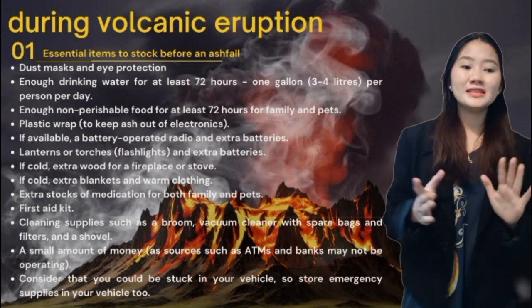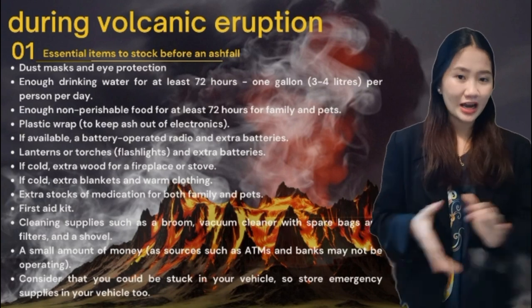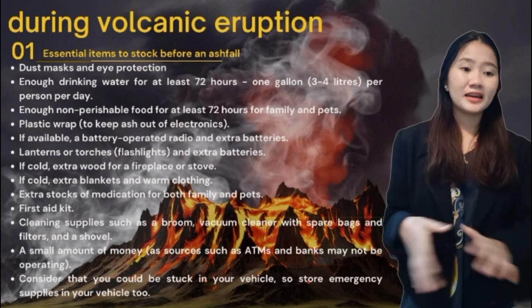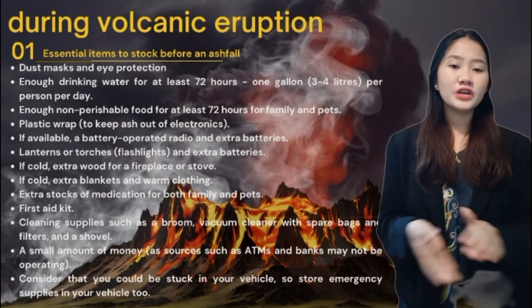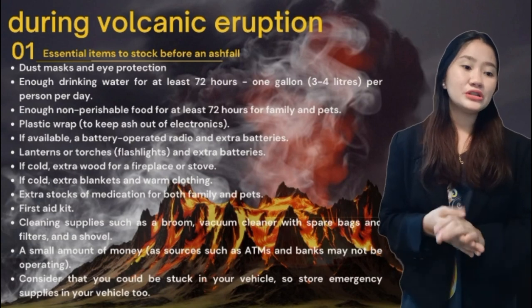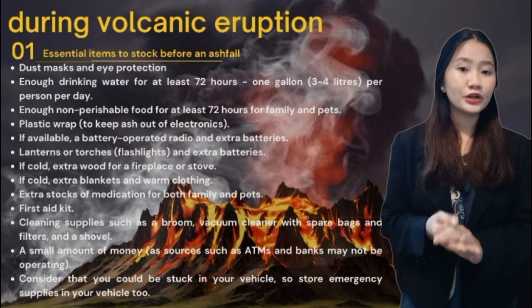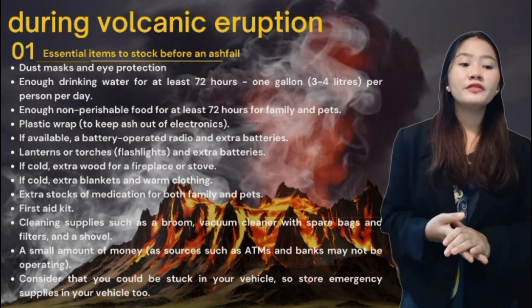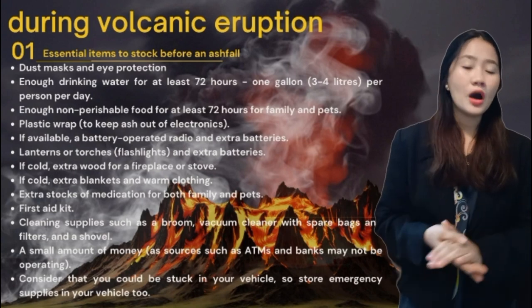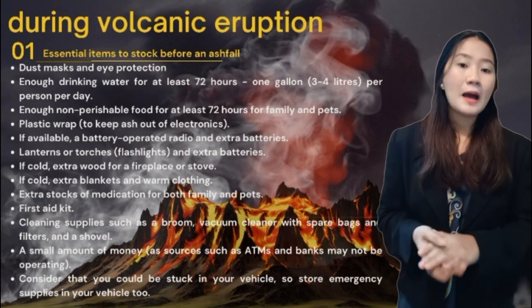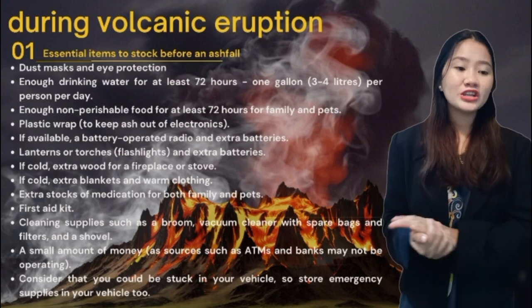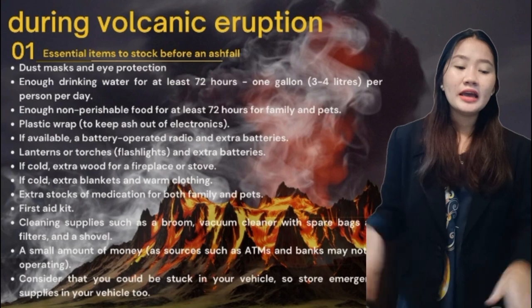The first one is the essential items to stock before an ash fall. That's a mask and eye protection. Enough drinking water for at least 72 hours, one gallon, or 3 to 4 liters, per person per day. Enough non-perishable food for at least 72 hours for family and pets. Plastic wrap to keep ash out of electronics.